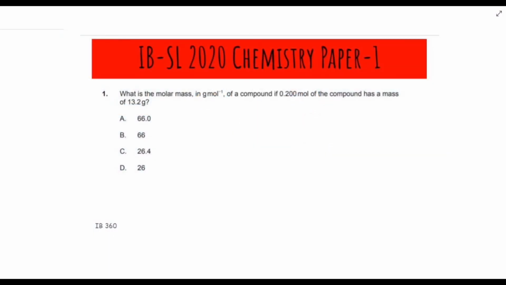So, hello everyone. In this lecture, we would be discussing the first 10 problems of IBSL 2020 Chemistry Paper 1. So, let's start with the first question.